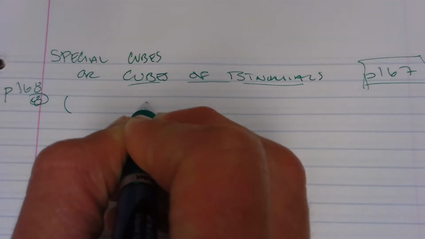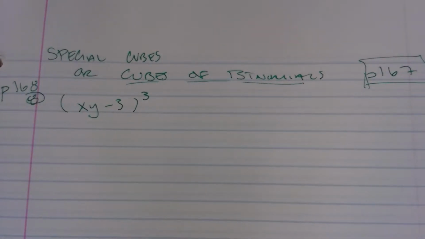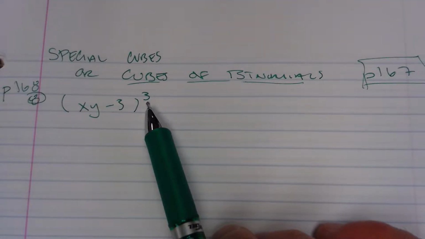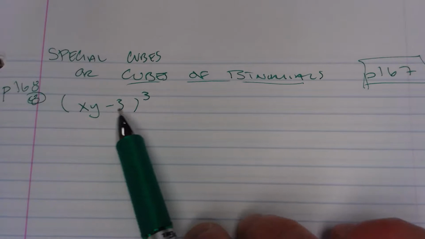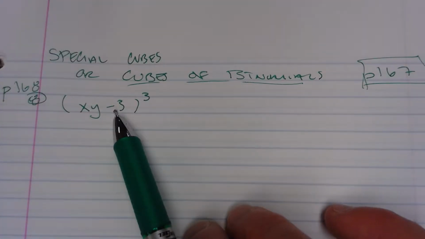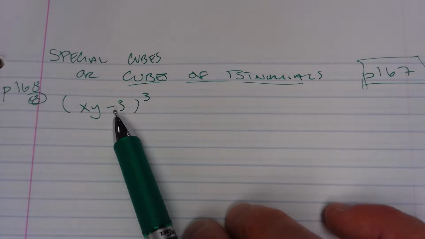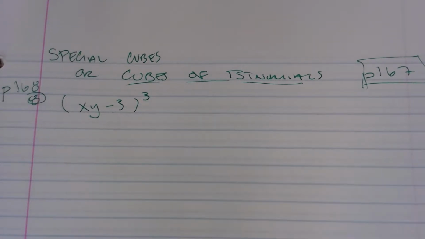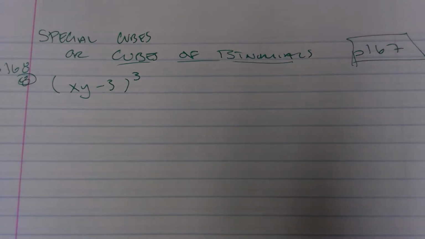You know that this is a special cube because there's this beautiful cube right here. And it's a binomial because there are only 2 terms. You know there are 2 terms because there's just one plus or minus sign right here. That means that xy is one term and 3 is another term. So what you want to do is give yourself space.